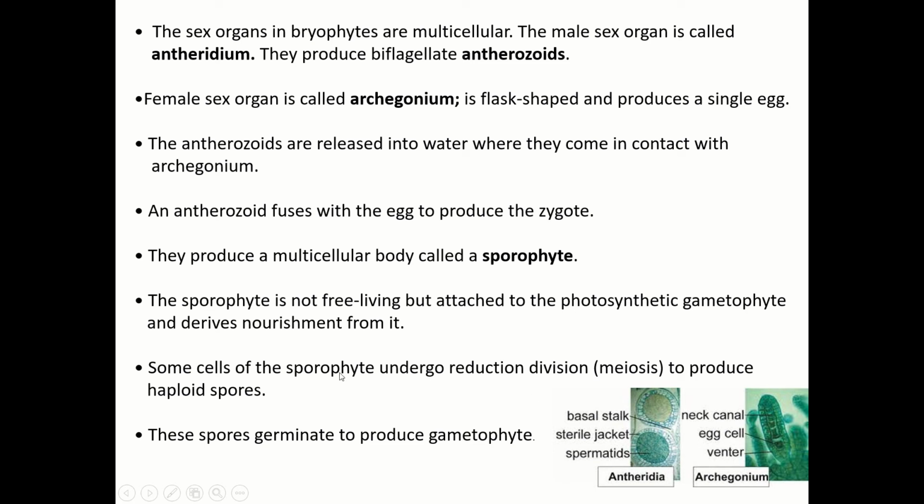Some cells of the sporophyte undergo reduction division, that is meiosis, to produce haploid spores. These spores germinate to produce the gametophyte.